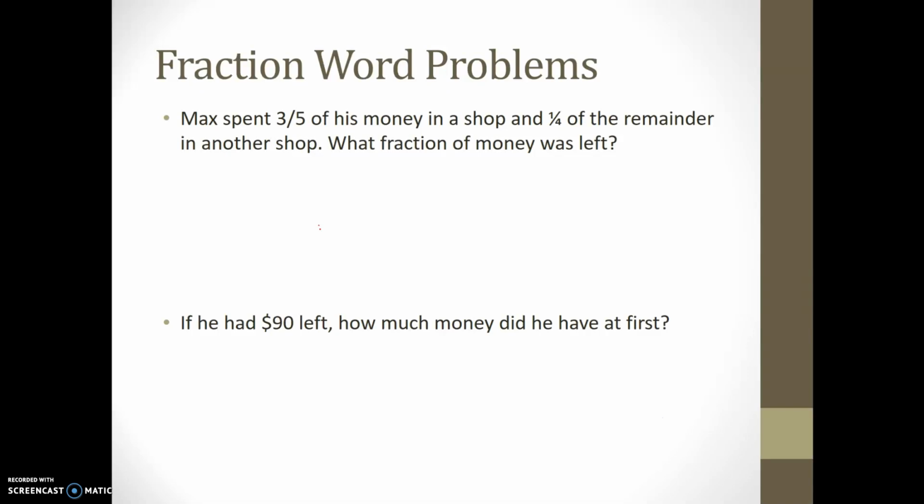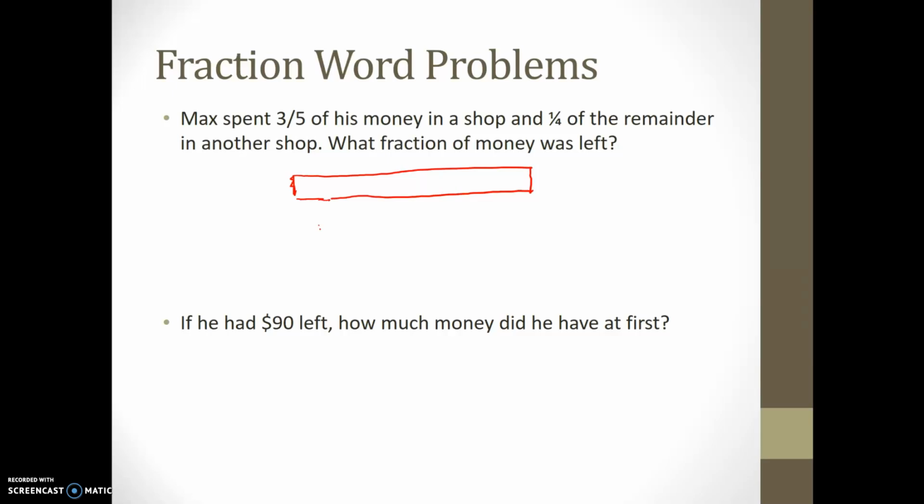The next one says, Max spent 3/5 of his money in a shop and 1/4 of the remainder in another shop. What fraction of his money was left? Let's take a look at our bar model here. I'm sure you're seeing that "of the remainder" portion of the word problem there and having a little panicky flashback to percentages, but I promise you this is not hard. So let's just break this apart.